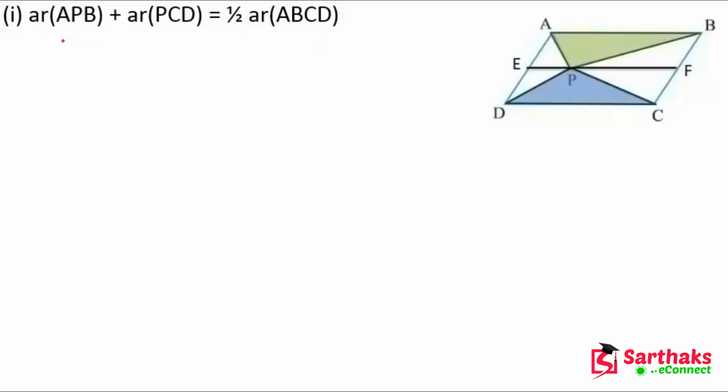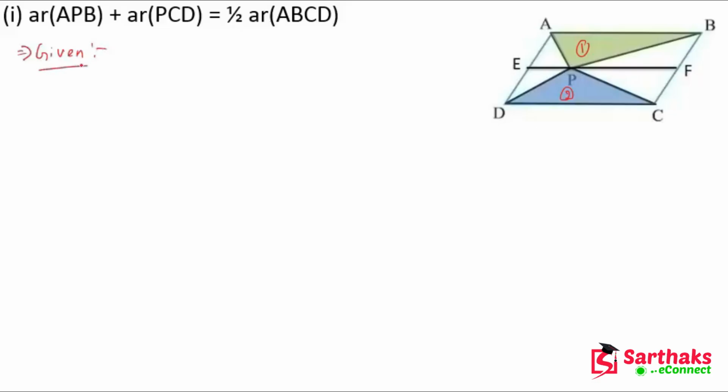So here we have to prove area of triangle APB. Okay. Means this part, and the second part, this. Okay. Means area of triangle PDC. The sum of these two triangles is equal to half of the area of parallelogram ABCD. Okay. Now let's start. So first of all, we have to write the given part.